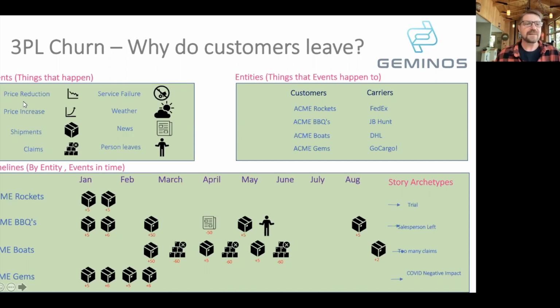What are the things that can happen to them? Prices can get reduced for shipping. The shipment could have a failure. There can be a weather problem. There could be some news about the company. Maybe the decision maker in the company leaves. Claims can be applied against a shipment. Shipments happen, prices go up. So there's all these events, these things that happen. So these are the events, and these are the entities.